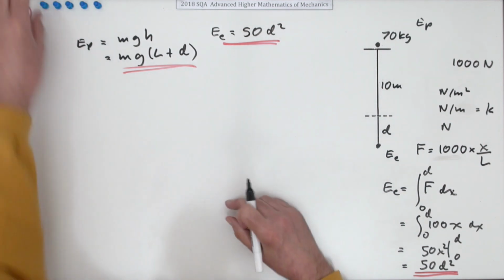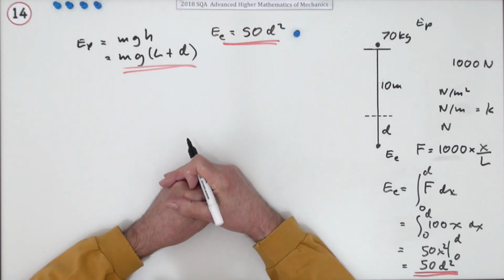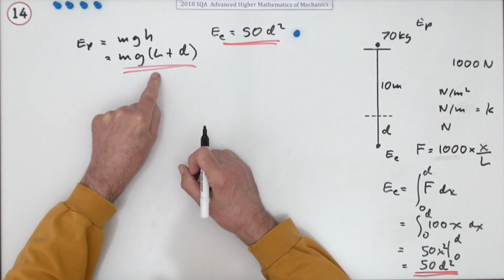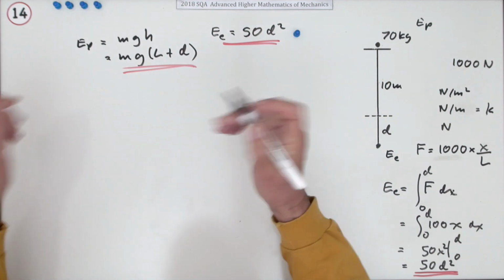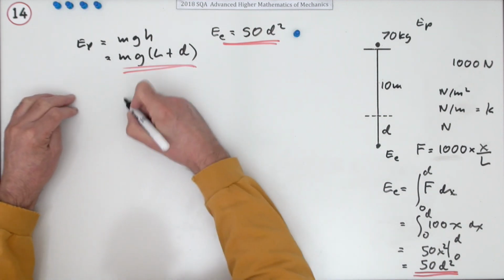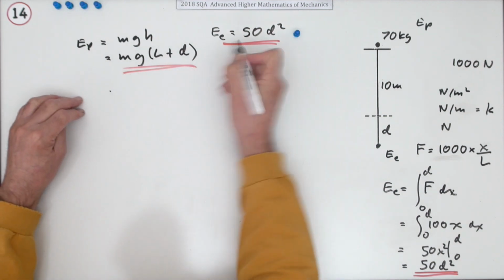There's 1 mark for getting the elastic energy. There's another mark for getting the potential energy and equating it to that. So that's what we'll have to do. These two should be the same. So I'll just put it the other way around.